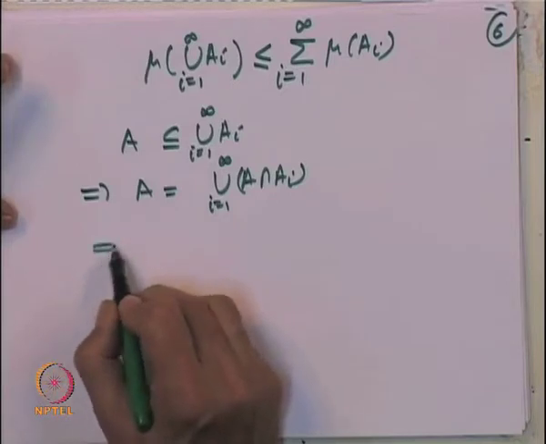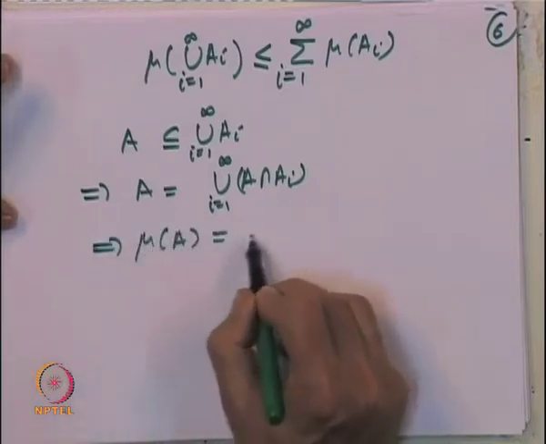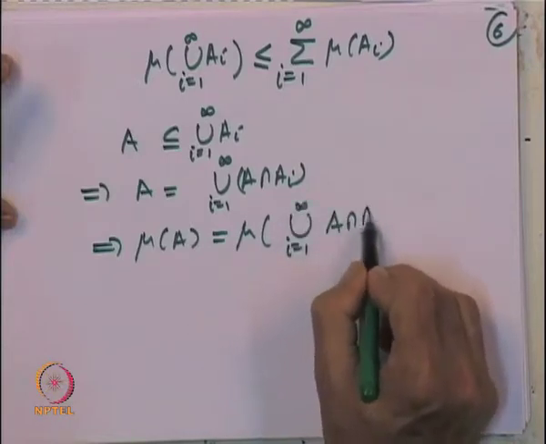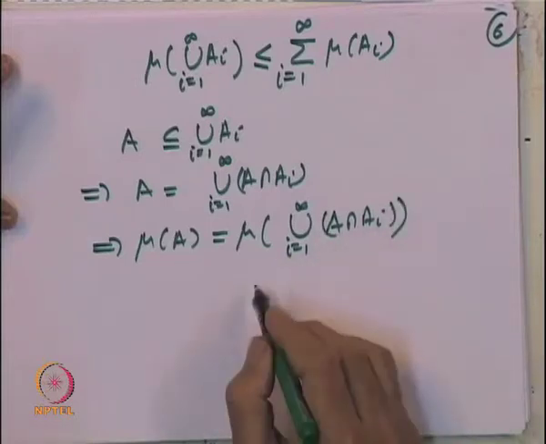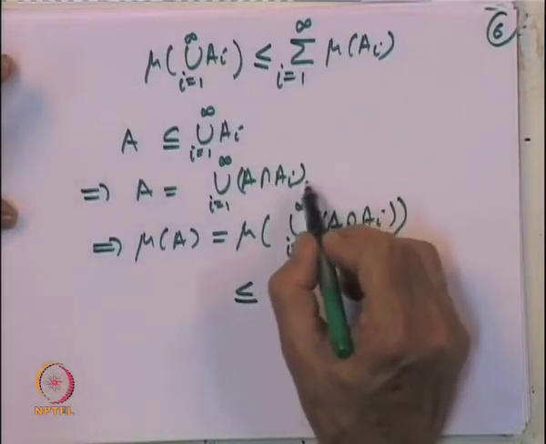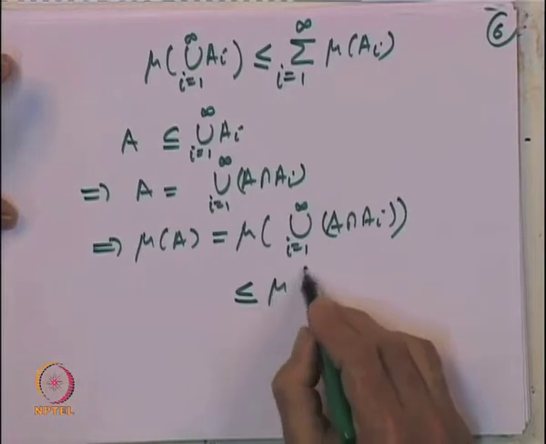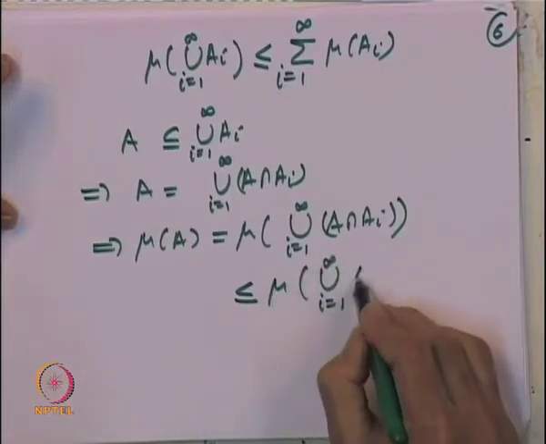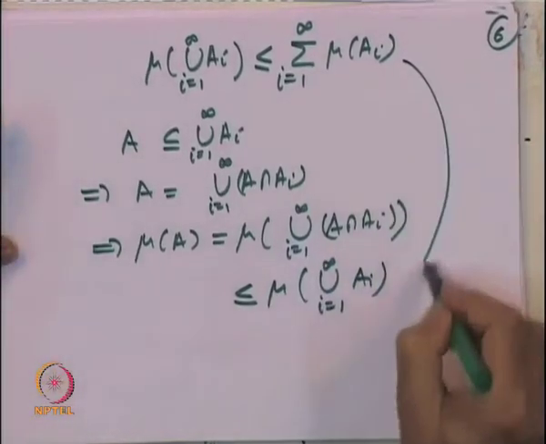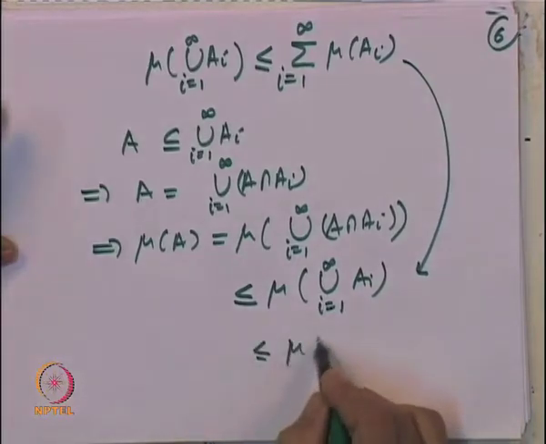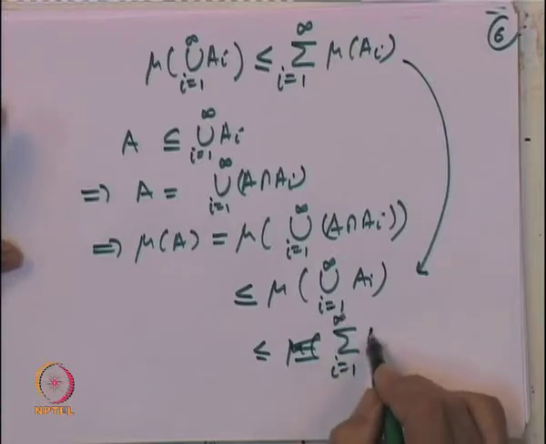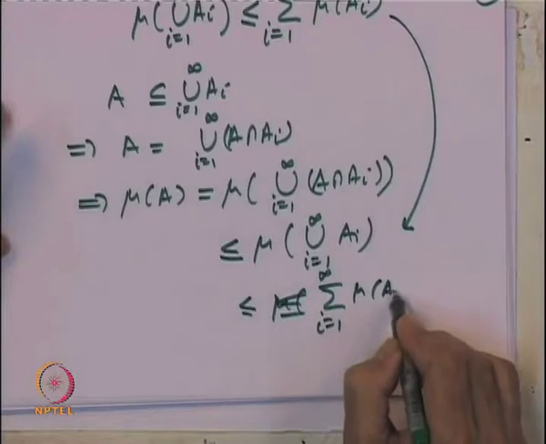So, that means mu of A is equal to mu of the union over i equal to 1 to infinity of A intersection A_i, and this is less than or equal to, because this union is a subset of the union, mu of the union over i equal to 1 to infinity of A_i's, because each one is a subset of this. So, this union is a subset of this, and now from here this is less than or equal to mu of summation i equal to 1 to infinity of mu of A_i.